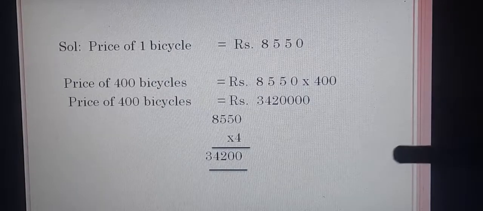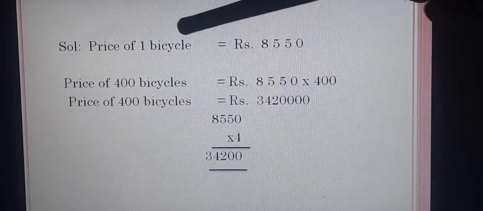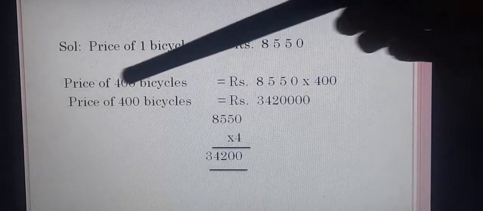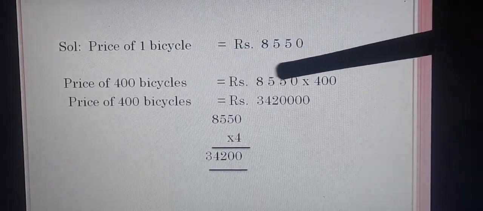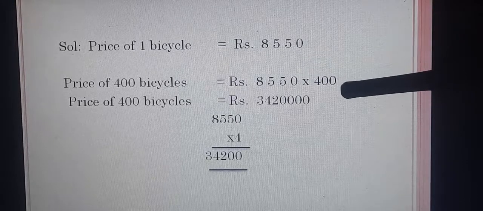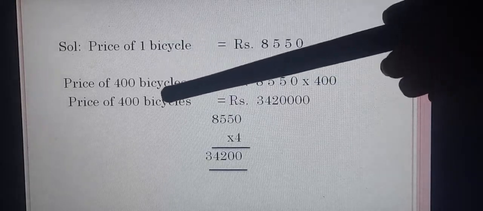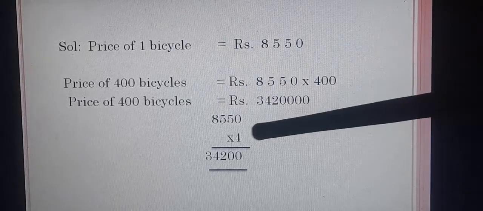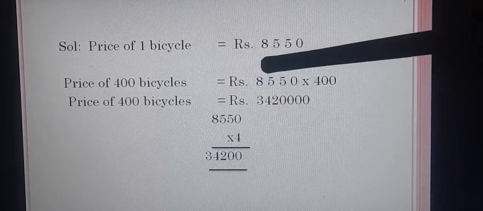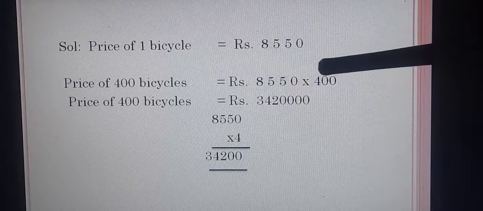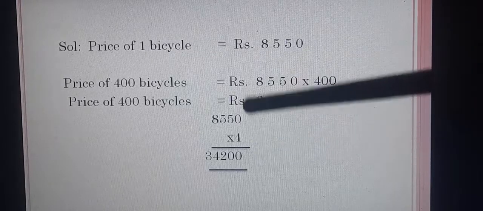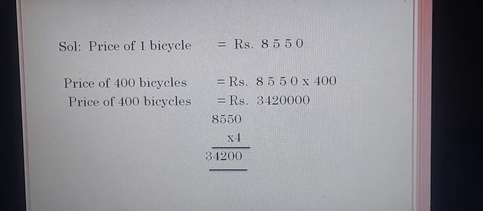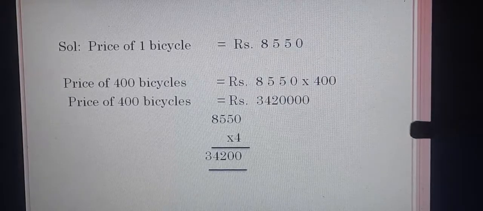So let's start the solution. Price of one bicycle rupees 8,550. Price of 400 bicycles rupees 8,550 multiply by 400. One bicycle का given है 400 का निकालना है. So we will multiply. Now see here, if you are multiplying 8,550 with 4, or you can also multiply 855 with 4 and at last write down 3 zeros in your product.